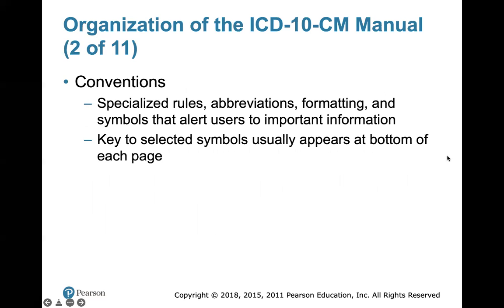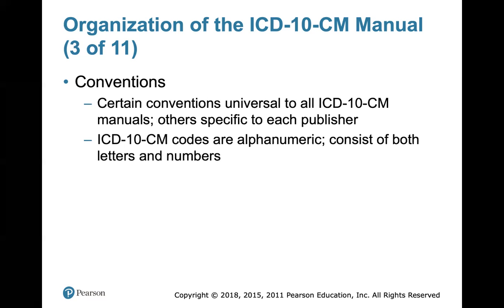So conventions, specialized rules, abbreviations, formatting, and symbols that alert users to important information. Key to selected symbols usually appears at the bottom of each page. Certain conventions are universal to all ICD-10 manuals. Others are specific to the publisher. The codes are alphanumeric, consist of both letters and numbers.